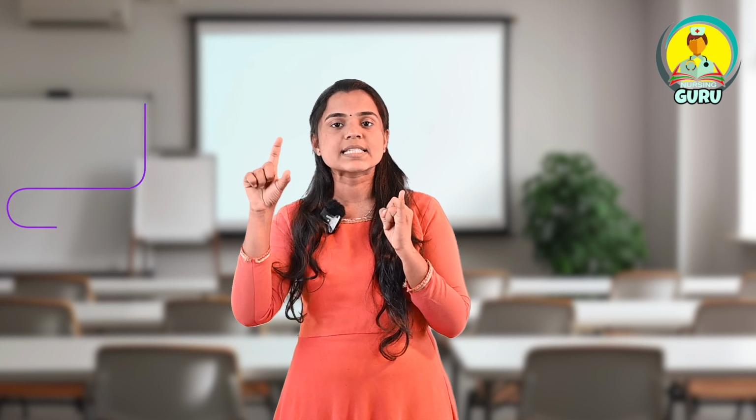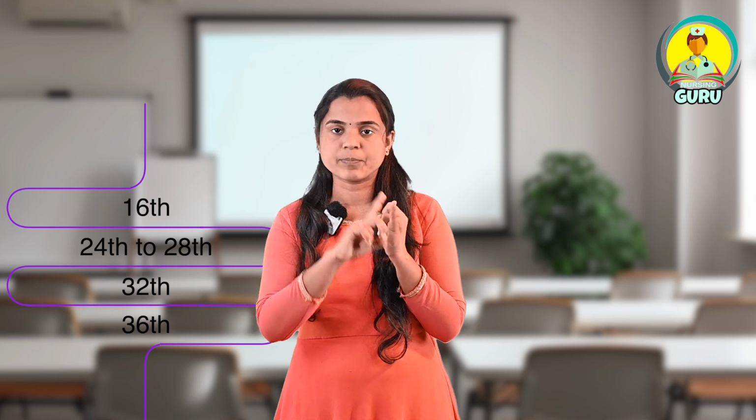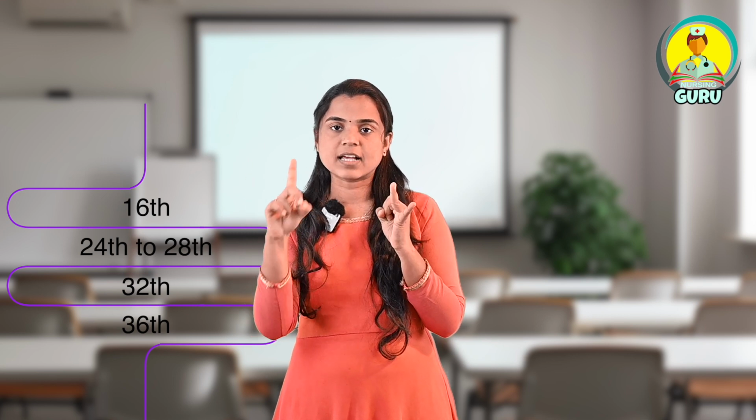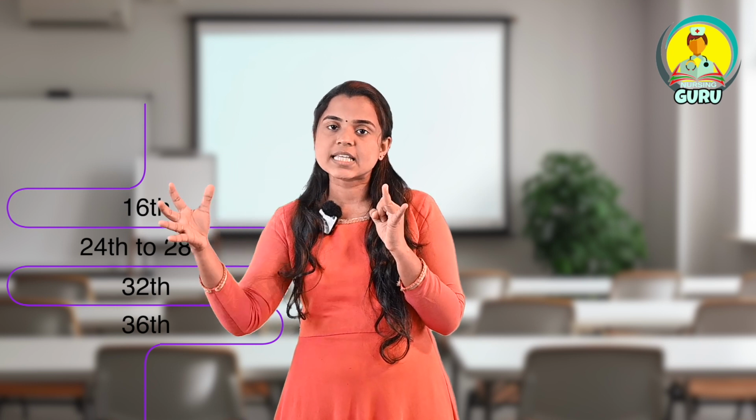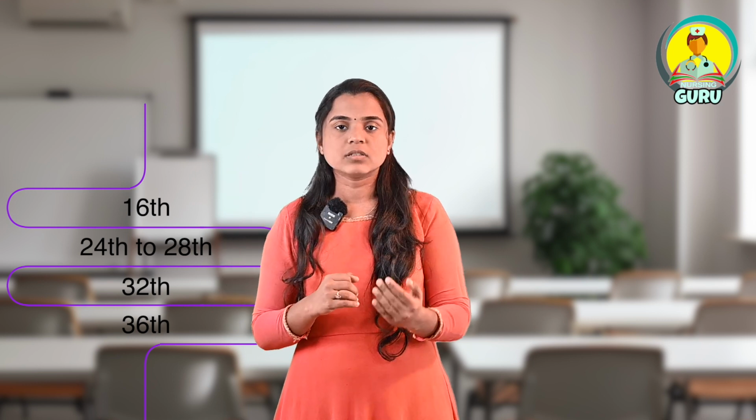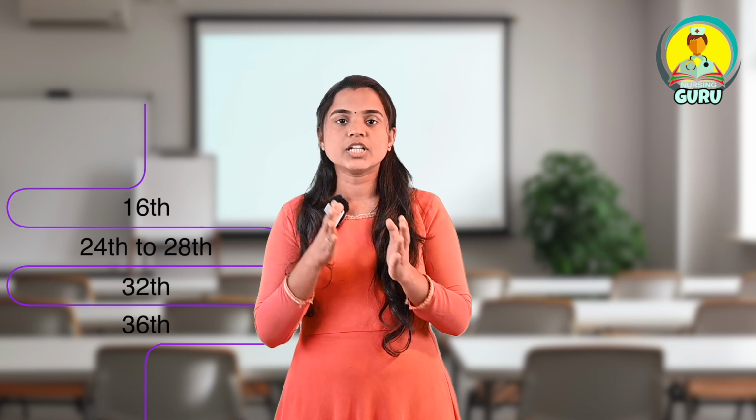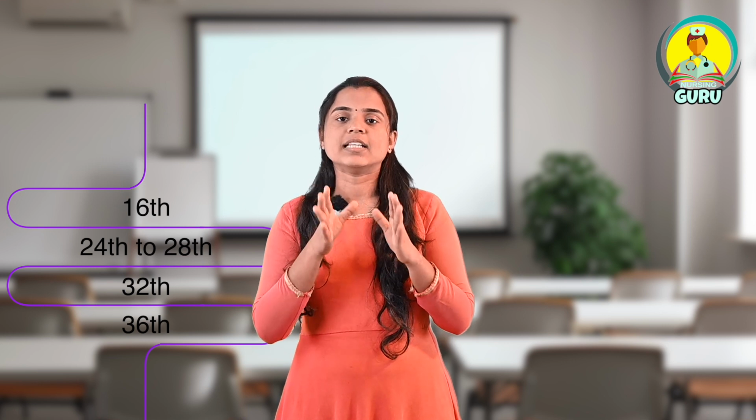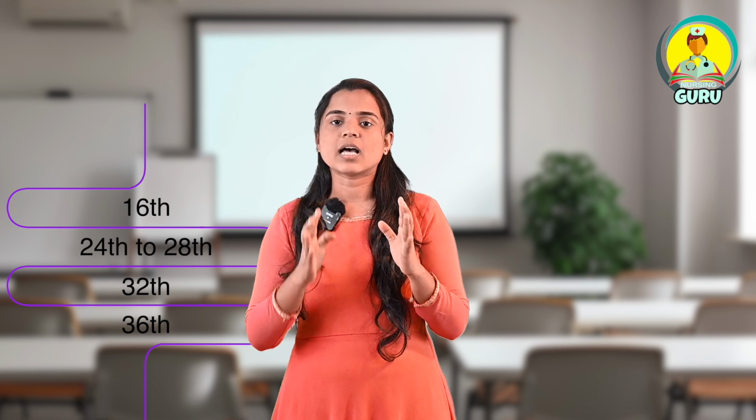The first visit is usually done in the 16th week. The second antenatal visit is done at the 24th to 26th or 24th to 28th week. The third visit is usually done in the 32nd week, and the last, fourth antenatal visit is usually done at the 36th week. These are the 4 times we should go for an antenatal visit.